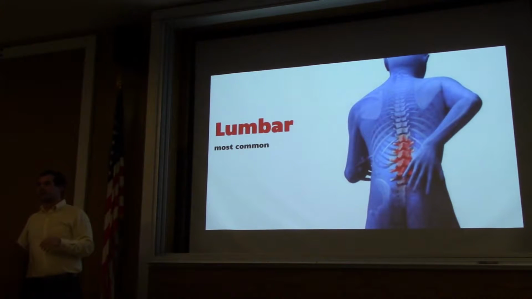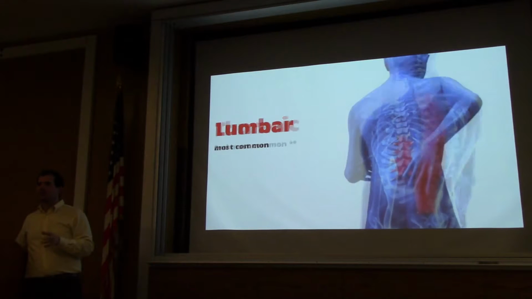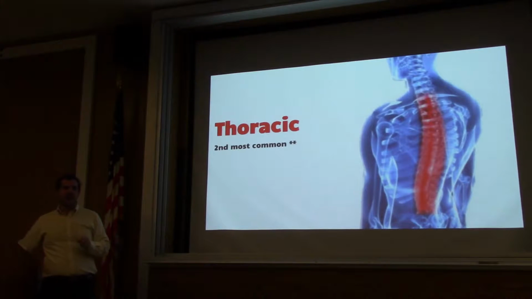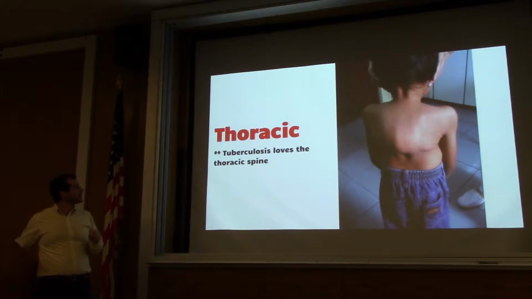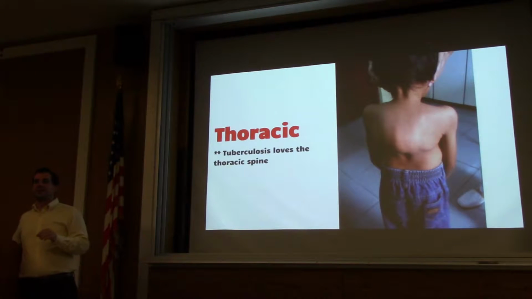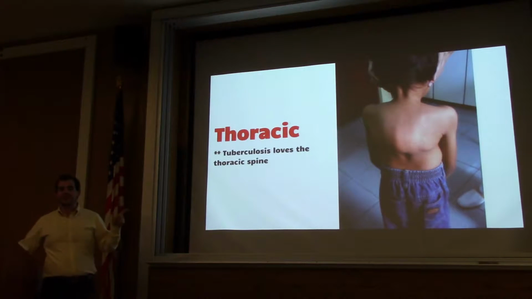About 60% of cases that get diagnosed with osteomyelitis of the spine end up being the lumbar spine. Another 30% or so are thoracic. However, there's a caveat there, which is that if you're talking about tuberculosis, then about 75% of the cases of tuberculosis of the spine are going to end up in the thoracic spine. Does anybody know the name of this disease?